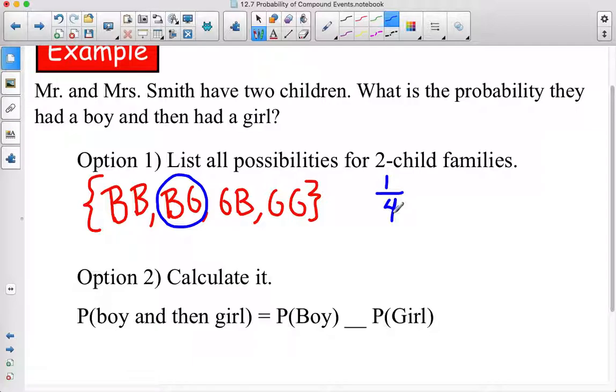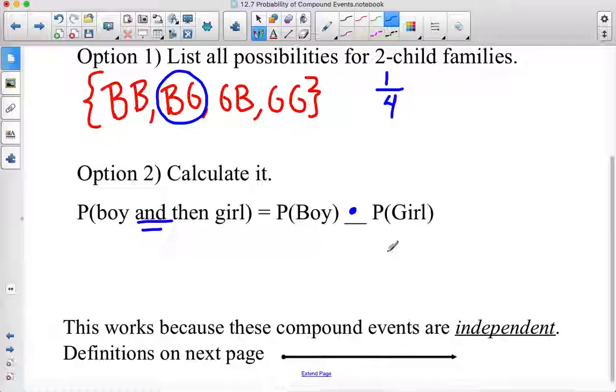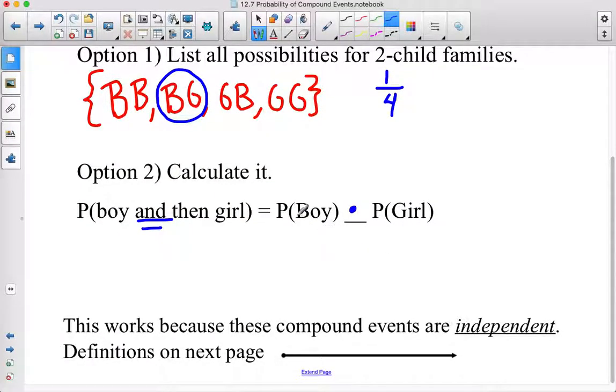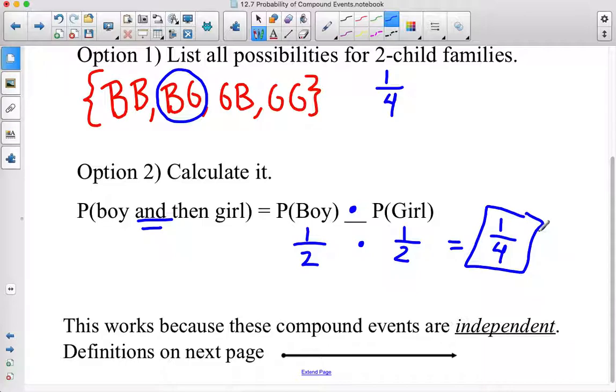Option 2 is this. I want to know the probability of a boy and then a girl. Something we're going to learn is that in probability, when we use the word "and," it actually implies multiplication. I need this and I need that second thing to occur, so they're interconnected. So I'm going to need to multiply those two things. The probability of a boy is 1/2, and the probability of a girl is also 1/2, and 1/2 times 1/2 is 1/4. So the likelihood of having a boy and then having a girl is 25%.